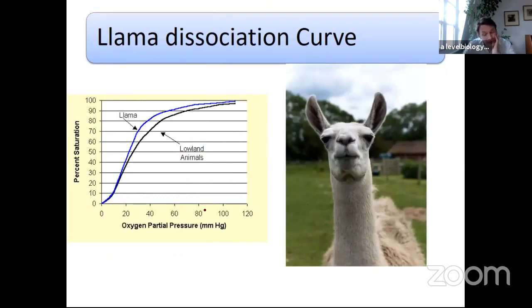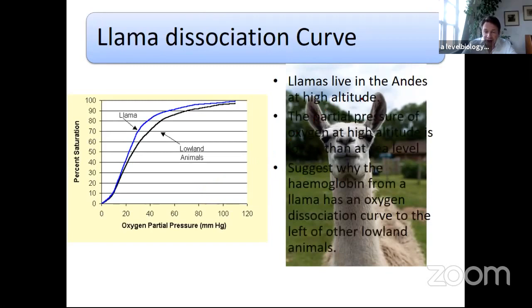Llamas, you do need to know about for quite a lot of specifications. So this is a llama. This is the best picture I could find on Google. Now, llamas live at altitude. So they live in the Andes at high altitudes. Now, the partial pressure of oxygen at high altitude is lower than sea level because there is less air. The oxygen level is still 20%, but it's 20% of a lower number.